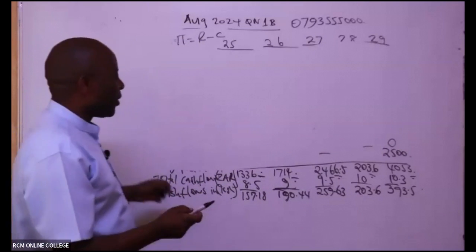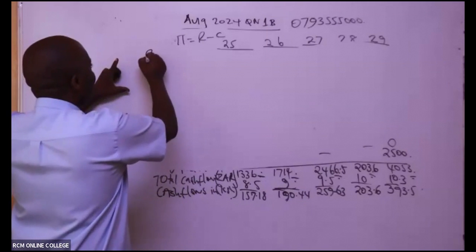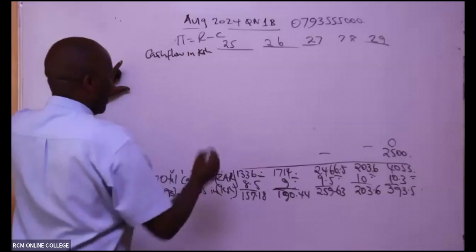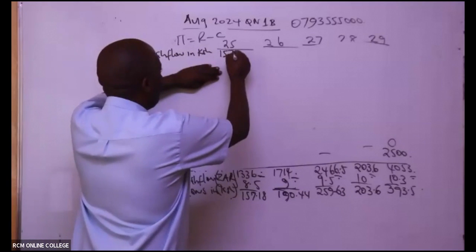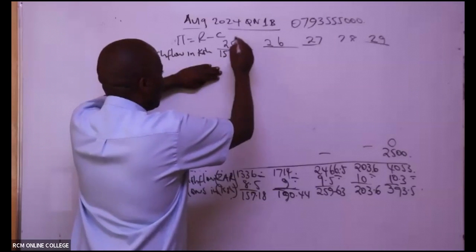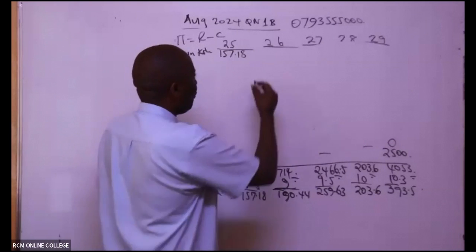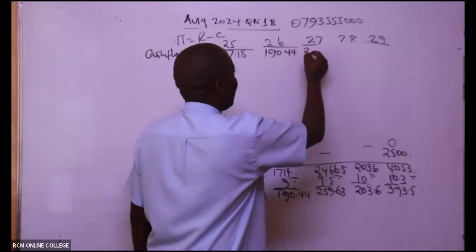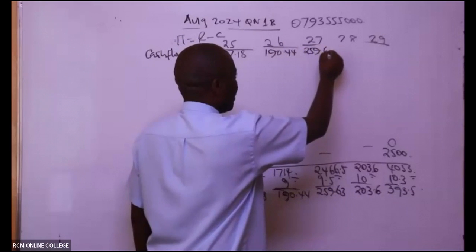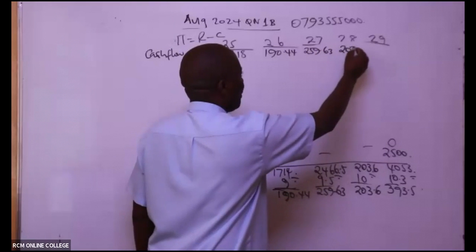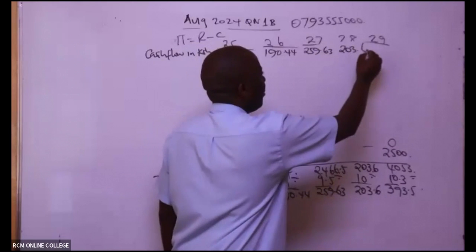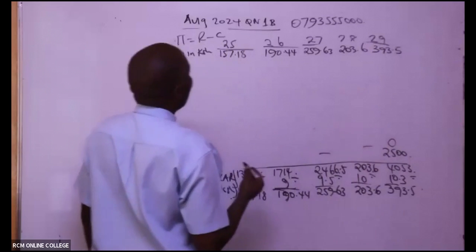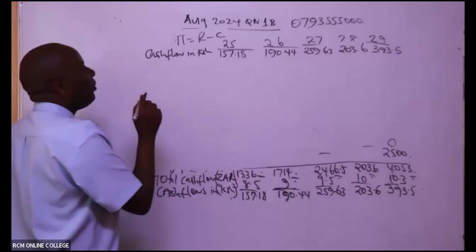All right. So then we have here the cash flows in Kenya shillings. We have here 157.18, 190.44, 259.63, 203.6, and 393.5, like that. So now these are the ones that we shall be able to discount.